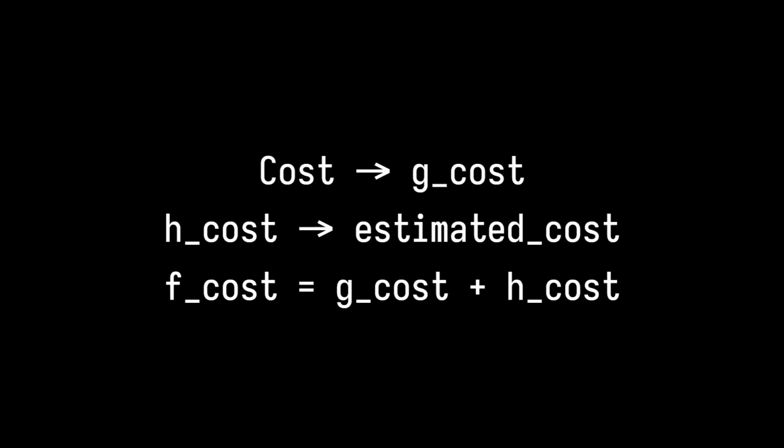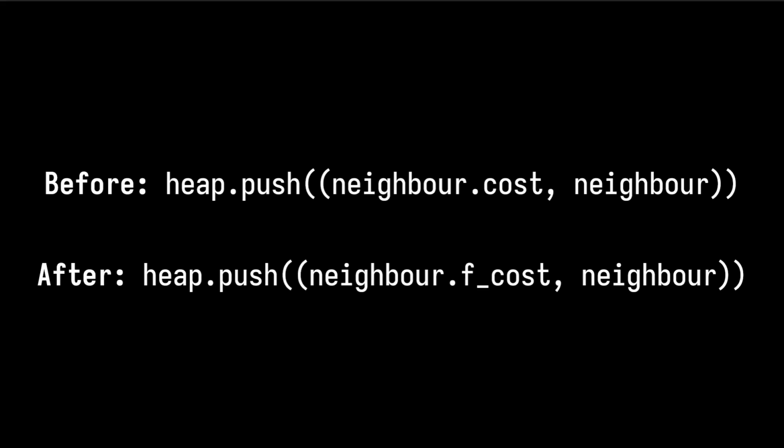And all we do in A star is we add these two things together, and we call that F cost. And I like to think of that as the full cost or the final cost. And really, all this comes down to is just this singular line of code here. Instead of pushing on the normal cost onto the heap, we calculate the F cost and add the F cost onto the heap, but virtually everything else is exactly the same.